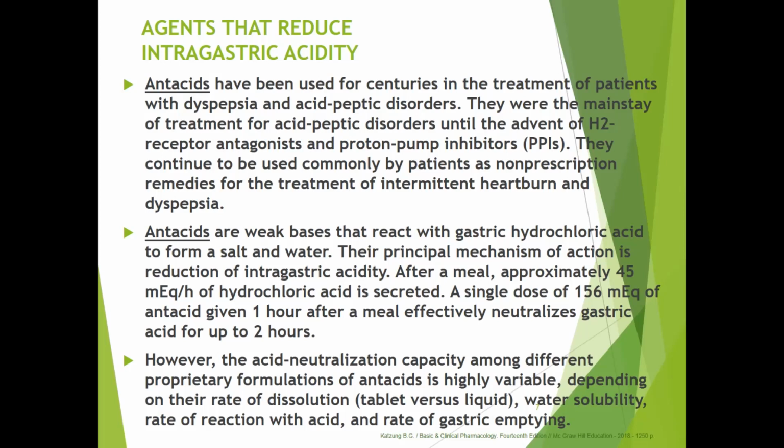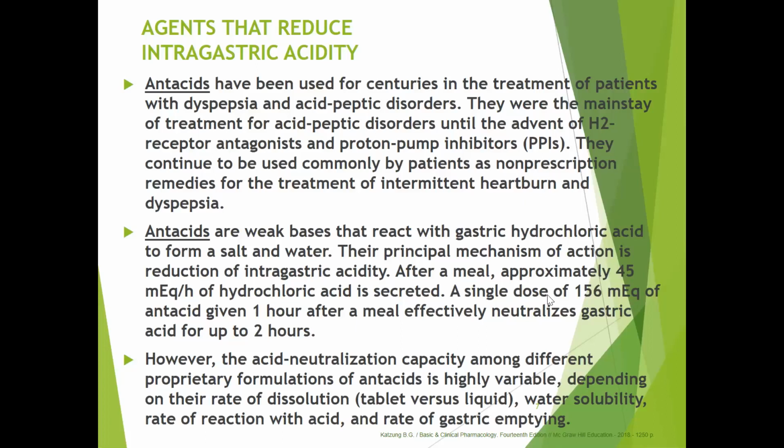And for the doctors, I'm a doctor, there is a problem for us and for our patients, because without control, these drugs sometimes, after long use, provide side effects. And later we will discuss these serious problems for our patients. Antacids are weak bases. They react with gastric hydrochloric acid, forming a salt and water. Their principal mechanism of action is reduction of intragastric acidity.